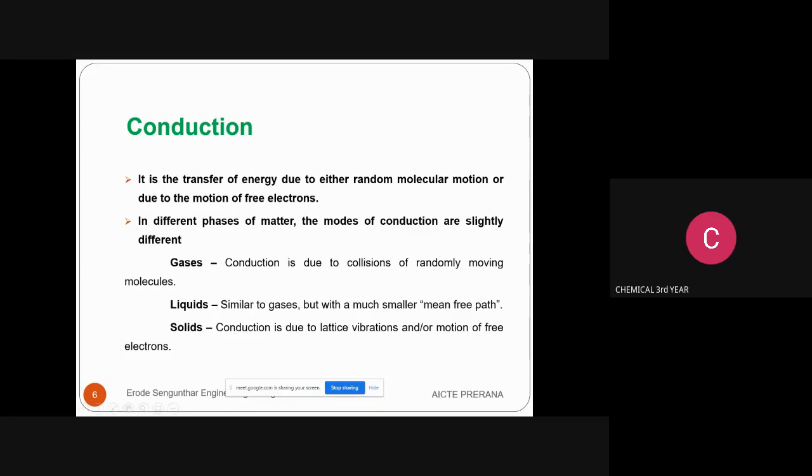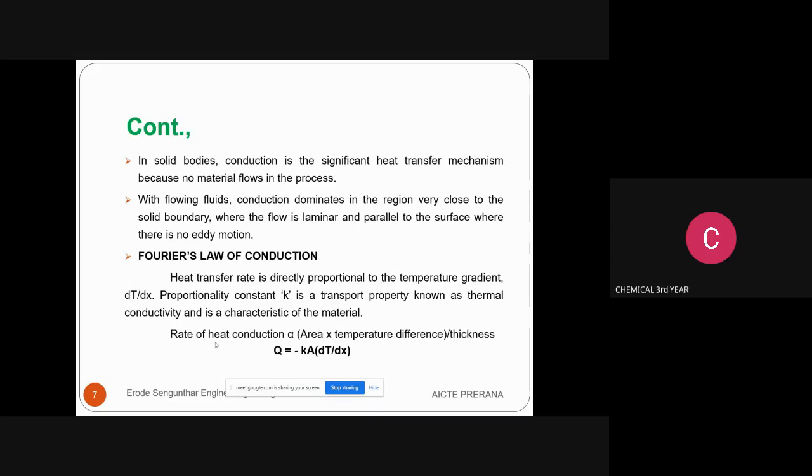Here, see, conduction is due to lattice vibrations and or motion of free electrons, but not the motion of the body. It is due to the motion of free electrons. So solid is the only medium we can use to transfer the heat with the help of the conduction mode of heat transfer. Next, in solid bodies, conduction is the significant heat transfer mechanism because no material is flowing in this process, as we already discussed.